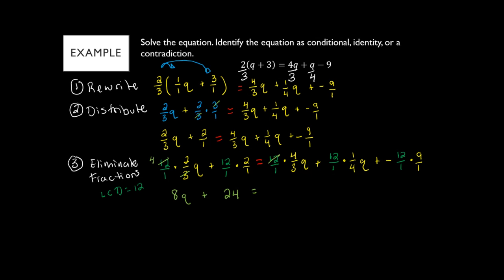Same thing here. I've got 12 divided by 3, so that gives me a 4. And then 4 times 4 is 16, so we're going to go 16q. And then 12 divided by 4 is 3. So I'm going to put 3 on top, 1 on the bottom, so I'm going to get 3q. And then these are both over 1, so it's 12 times 9, which I don't have memorized. That one I actually need a calculator for. 108.